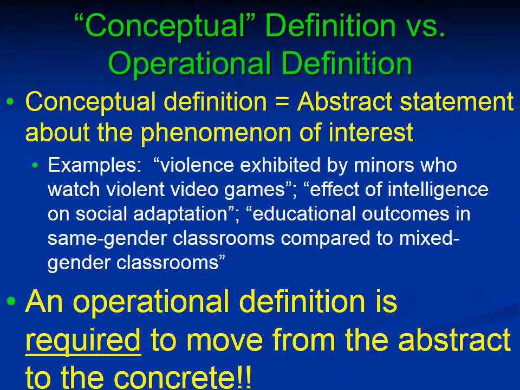Now, some things seem like they would be, and in fact they are, capable of only one operational definition. Something simple like jury size in jury research, for example. Jury size is just going to be a number. There's no need to move from abstract to concrete there.